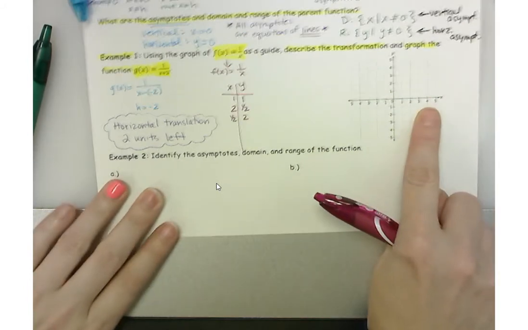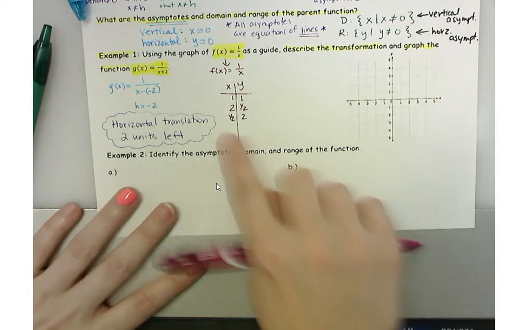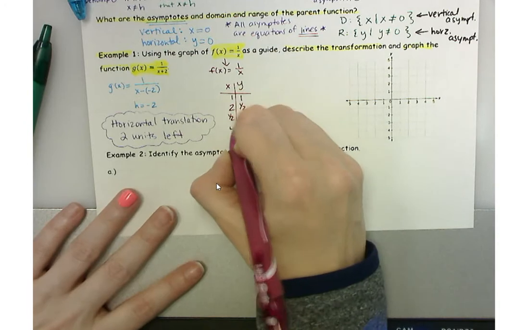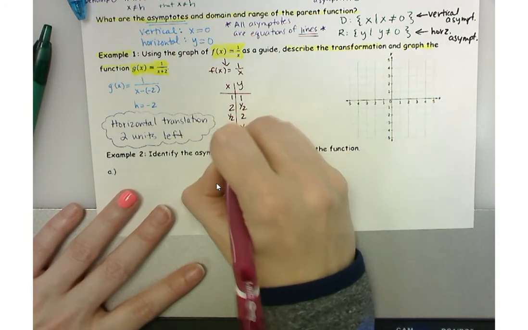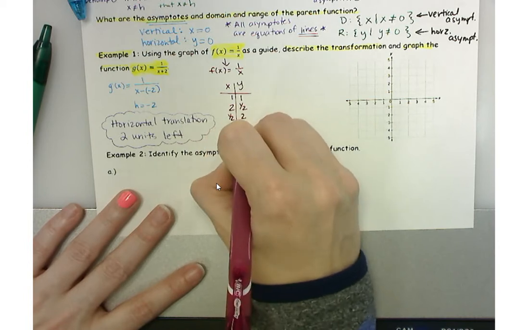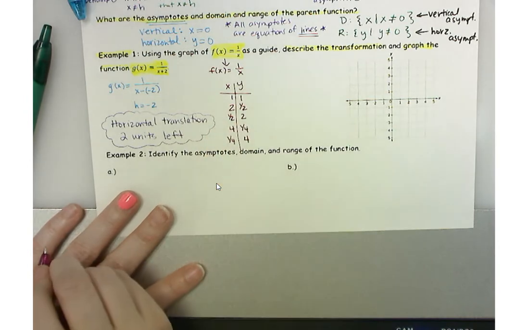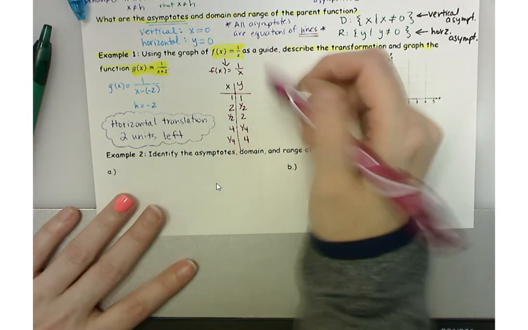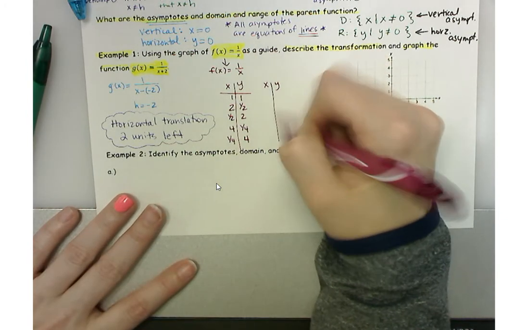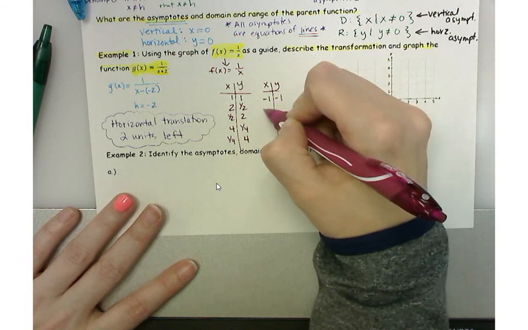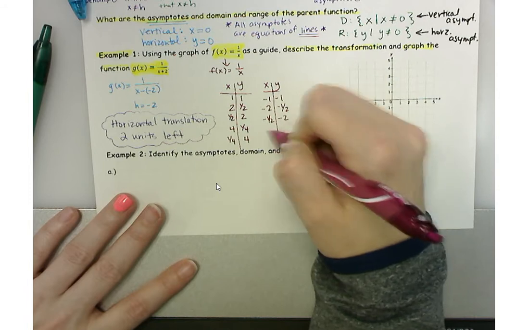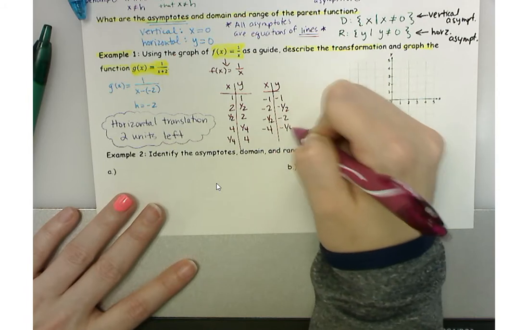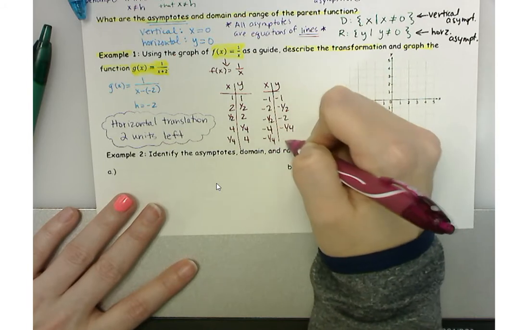And then we're going to do the same thing with the negatives. So negative 1, negative 1; negative 2, negative 1/2; negative 1/2, negative 2; negative 4, negative 1/4. Okay, that way we get the 2 branches. And then remember, for g of x, all we have to do is move all of these points 2 units to the left.